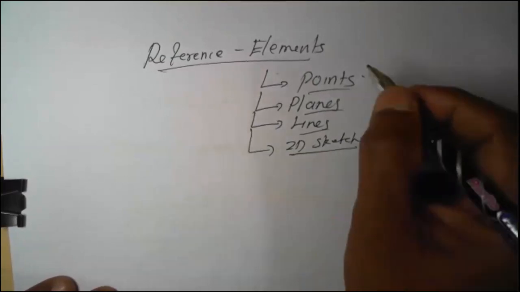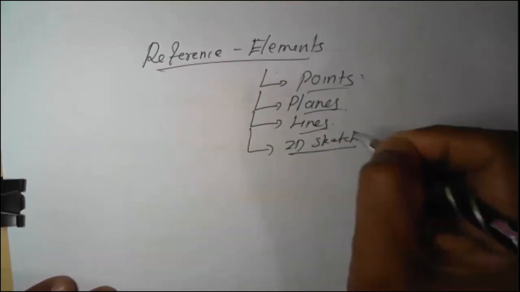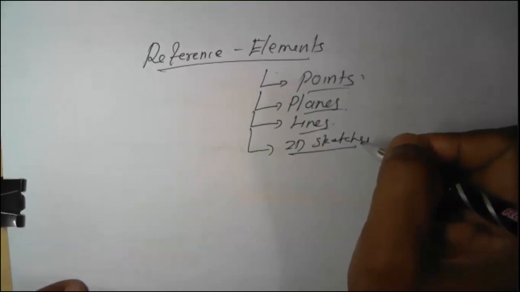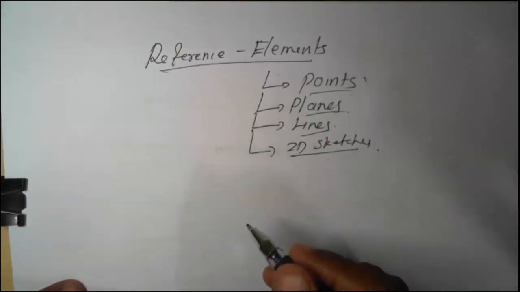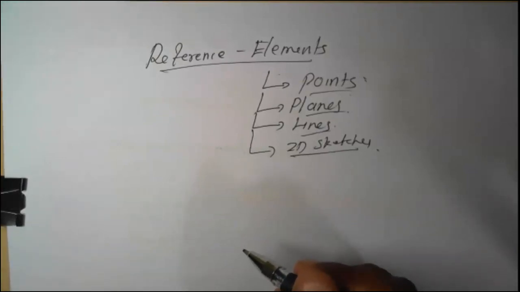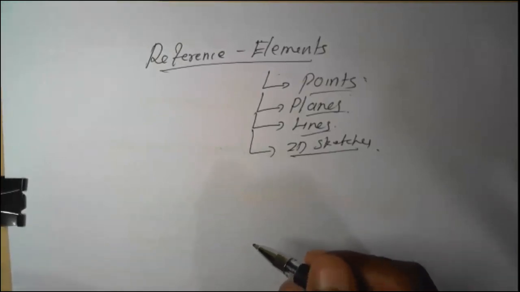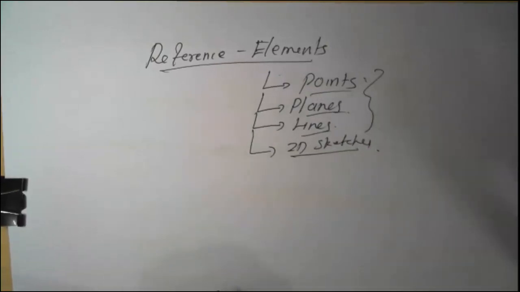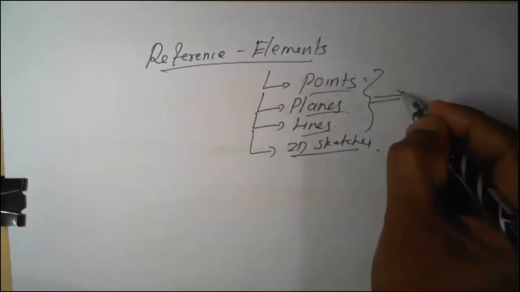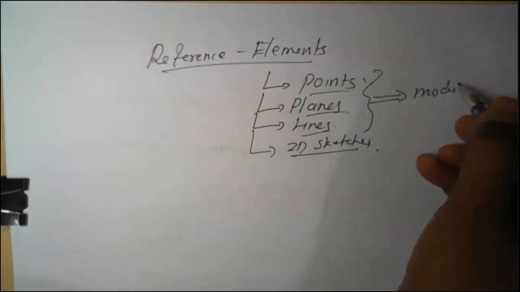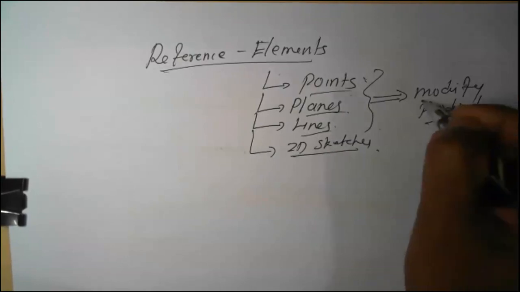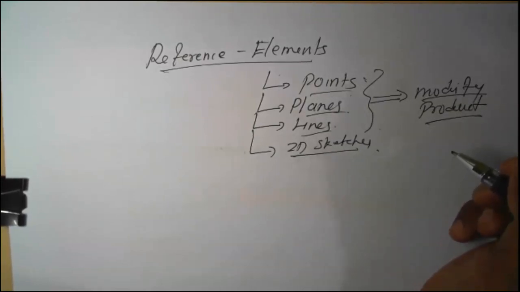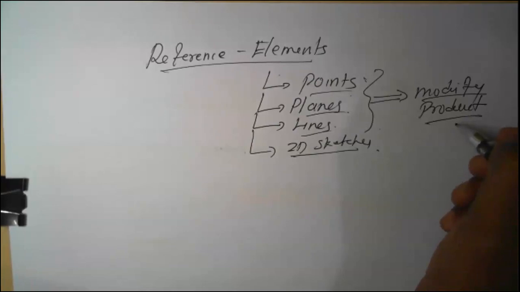That means I'm going to define my points, lines, and sketches in the right direction and start building my product design. So that down the line, if I would like to make some small modification of the components, I can use these points, lines, planes, and sketches to modify my product design. And based on that modification, I'm going to create a new product definition.